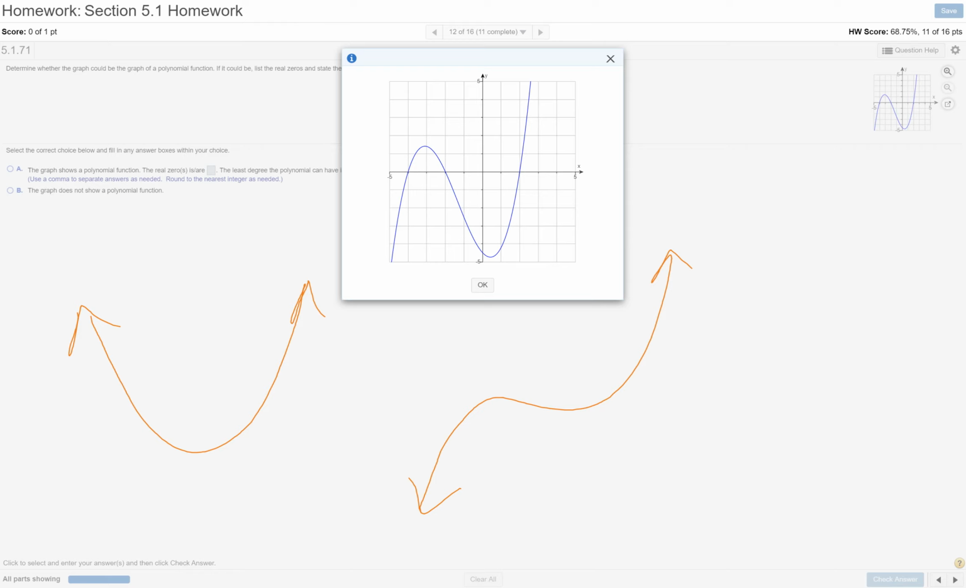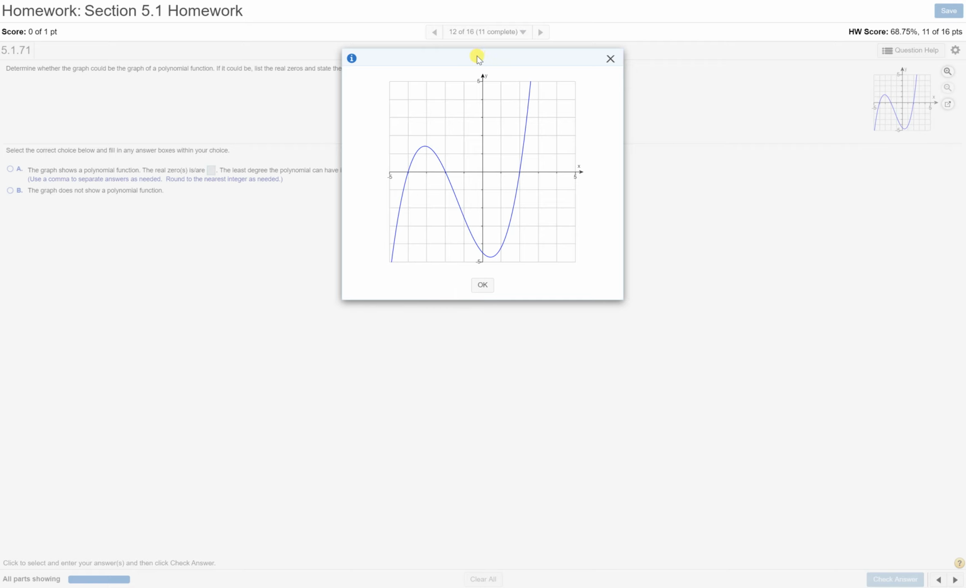Maybe it'll look like this if it's a negative even, or like this if it's a negative odd. But it's always a smooth curve. There are no holes, no splits, or anything like that, right? So in this particular graph, I see a smooth curve. It looks perfectly fine. Looks like an odd function to me. So we're going to say, yes, this is definitely going to be a polynomial.